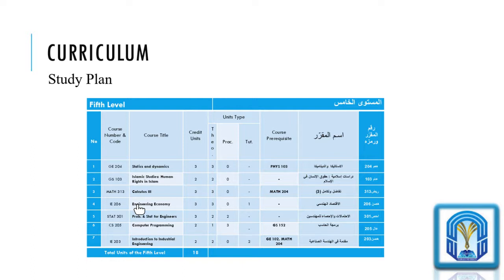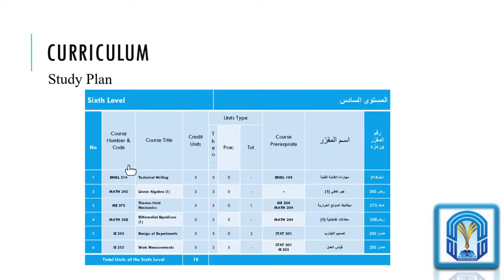The voice of students at that time said that there were three math courses in that semester: Math 313, Calculus 3, in addition to Probability and Statistics, and the Differential Equations course, Math 308. And that was too many math courses in the same semester. Whereas engineering economy doesn't have any prerequisite, and it was in the sixth level, where at that time there was only linear algebra as a math course.